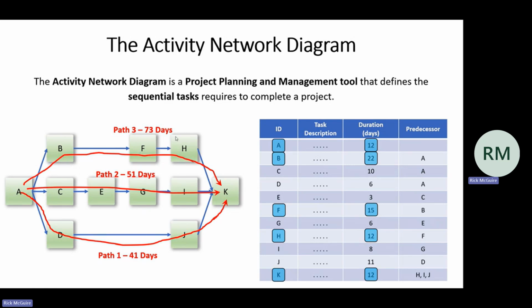If your boss comes to you and says, how long is this going to take, and what are the most important tasks? Tasks A, B, F, H, and K, those are the critical ones. Those are the tasks that cannot slip, and those are the ones that essentially define the completion date, right? It's going to take 73 days.